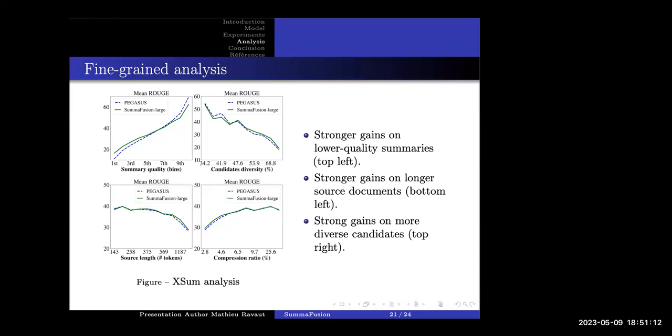Compression ratio is the average length of summary candidates divided by the length of the source, which is another dimension we can analyze in summarization. So how much do you want to compress? Are you talking about writing a long summary or a very short one? For instance, on Exam, the compression ratio is very small because you're compressing to a single sentence.